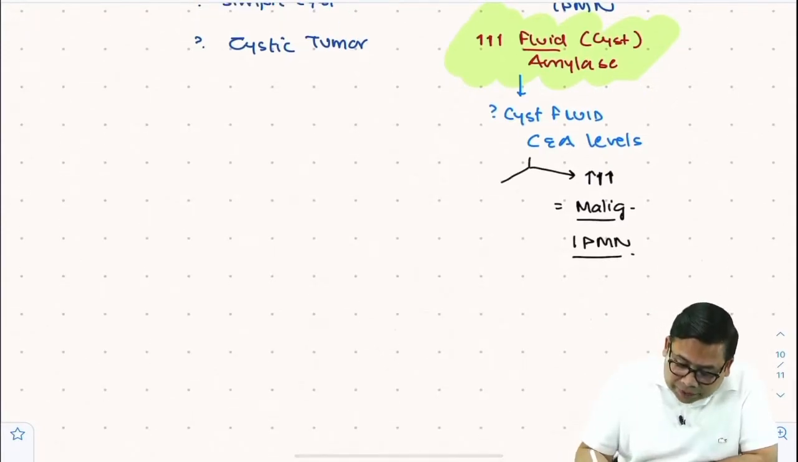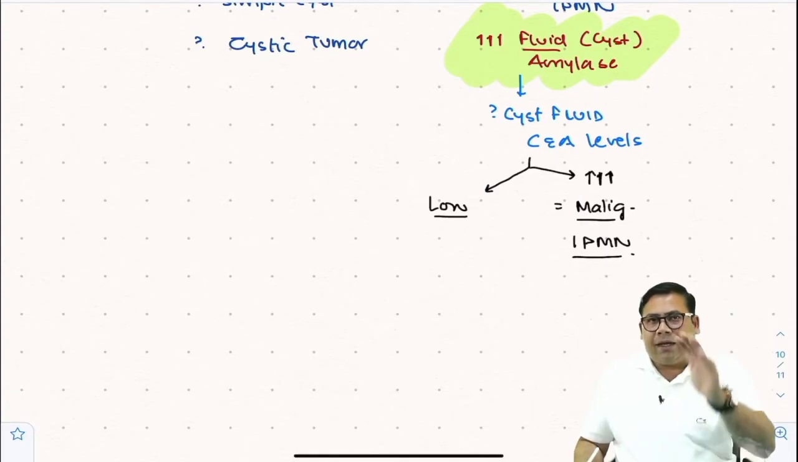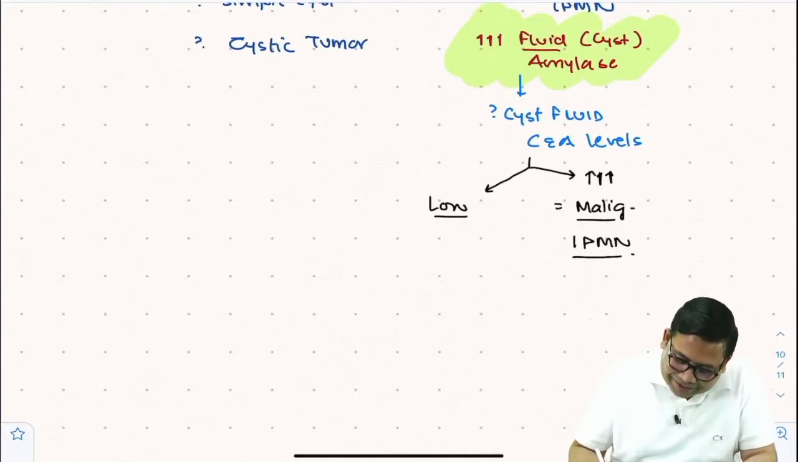Now, if the cyst fluid CEA levels are found to be low, try to understand this scenario. The CEA levels are low. The amylase is high. So, what is it, students? It's a pseudocyst. And this is how you comfortably differentiate.